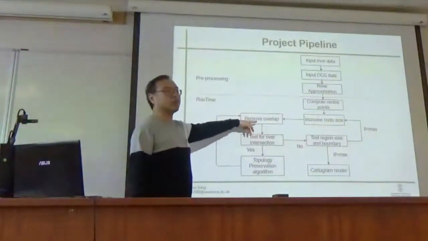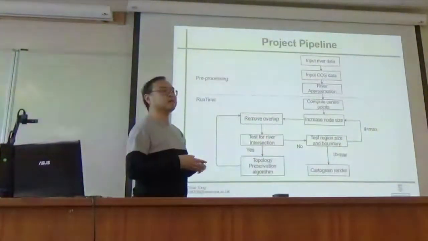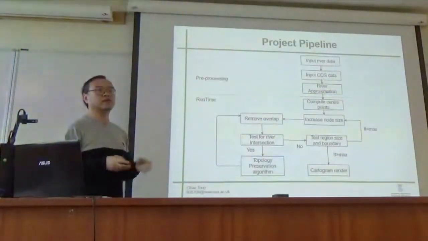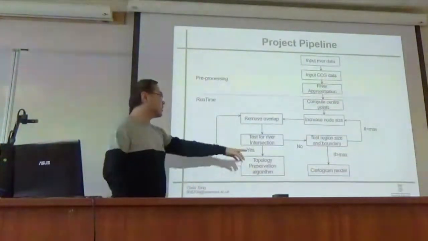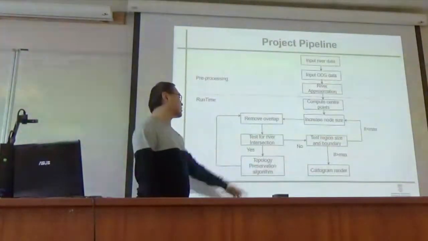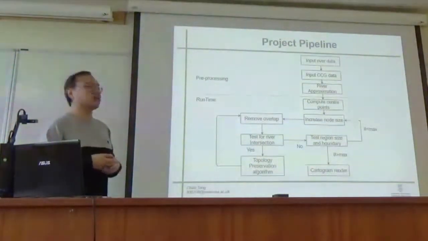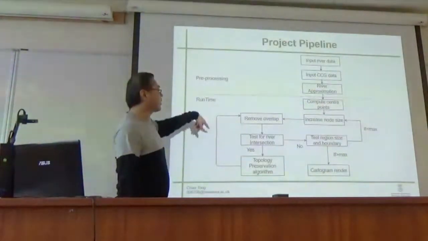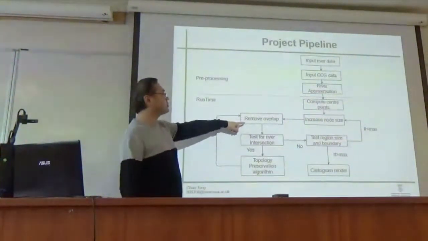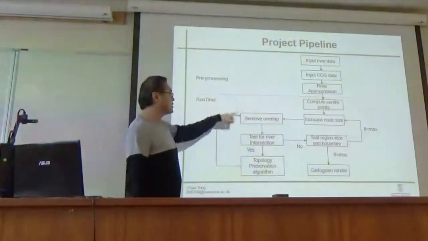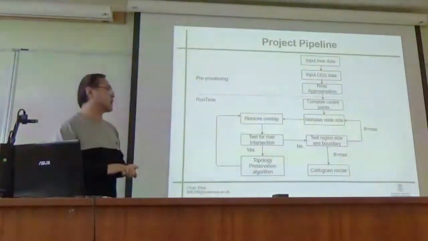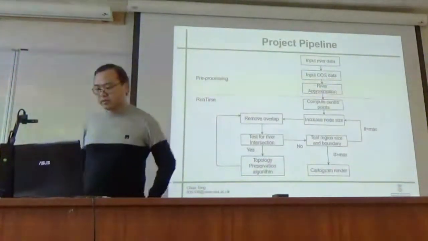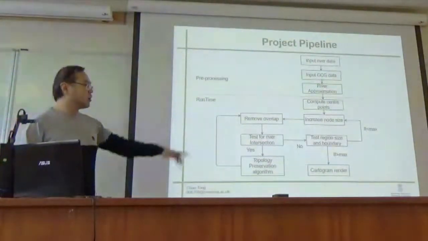Then we run the overlap removal algorithm to remove the overlap between the regions. In this part, we test for the river intersection, whether the region crosses the river or not. If there is a river intersection, we use our topological preservation algorithm to try to push the region back to its original side. So we go back to the overlap removal section and run this loop several times until there is no river intersection, and then we go to increase the region size. When the region size reaches the max or reaches the boundary of the map, we finish the cartogram rendering.